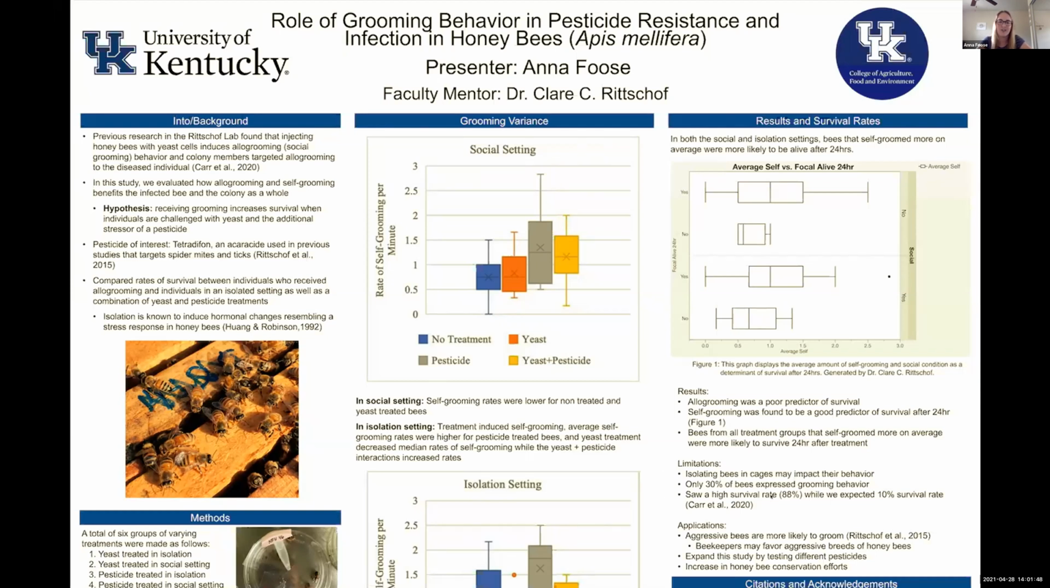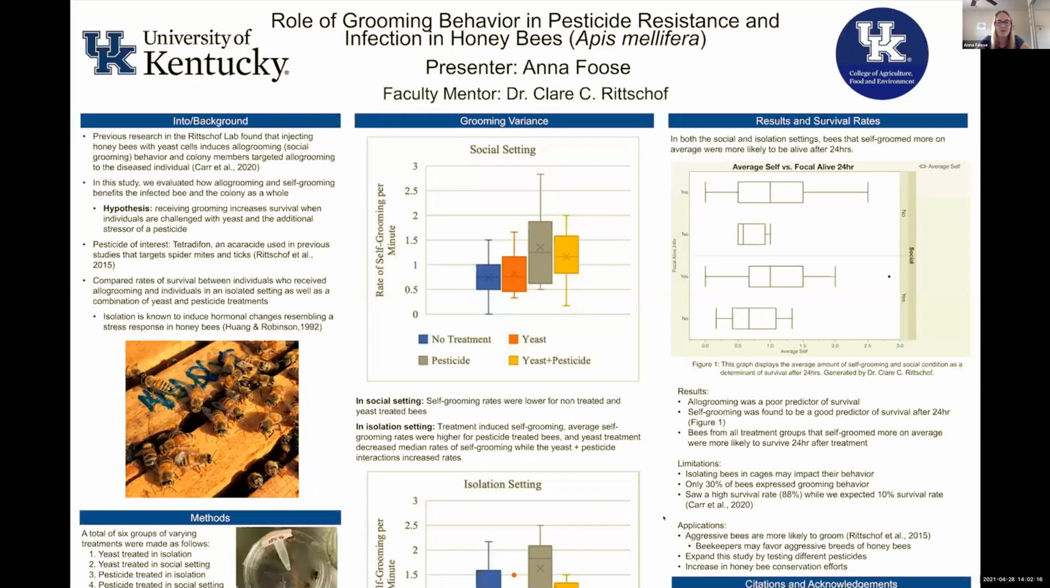We had some limitations in this experiment. Overall, we saw an 88% survival rate while we were expecting about a 10% survival rate. That made me think maybe our yeast culture wasn't quite right, or our application of the pesticide in the yeast to the bees wasn't effective, since so many survived, and we predicted that only about 10% would survive based on previous research.